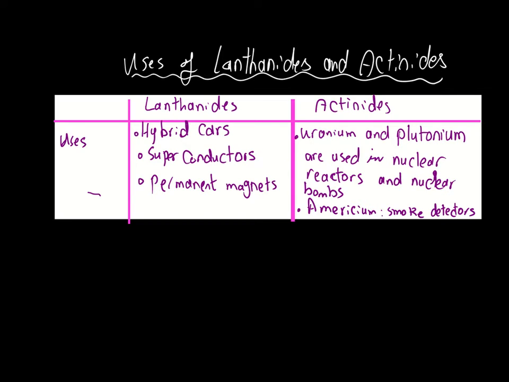Very briefly, the uses of lanthanides include hybrid cars, superconductors, and permanent magnets, while the uses of actinides involve uranium and plutonium being used in nuclear reactors and nuclear bombs, while americium is used in smoke detectors in airplanes.